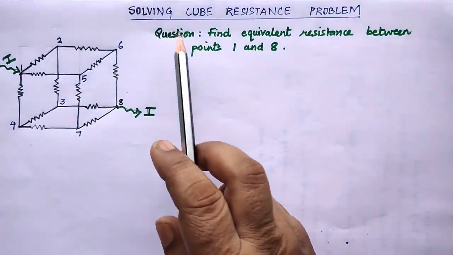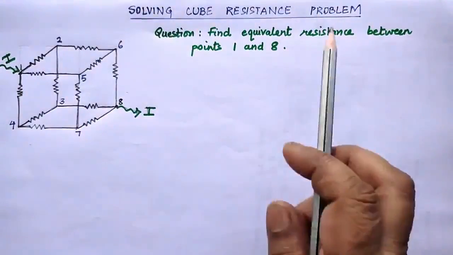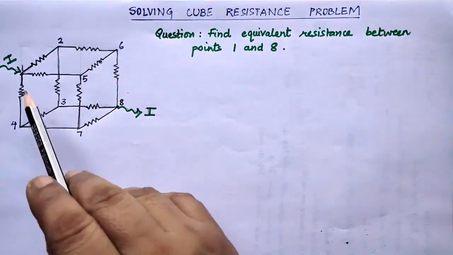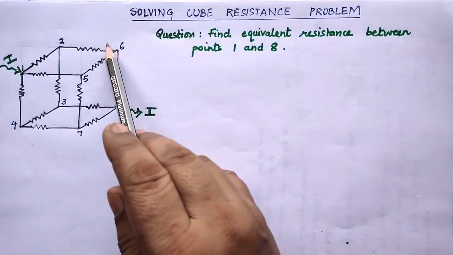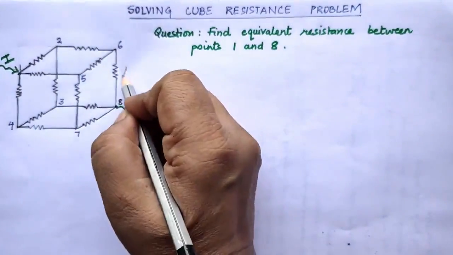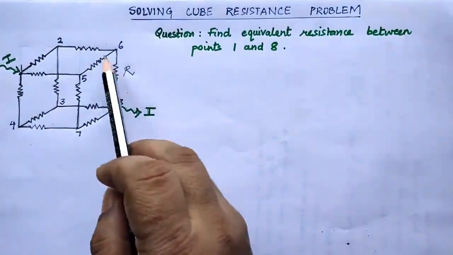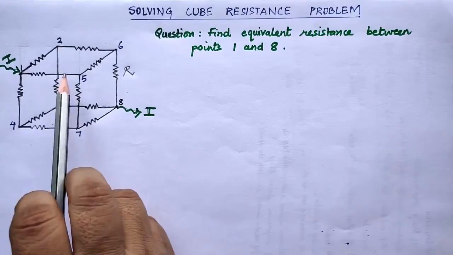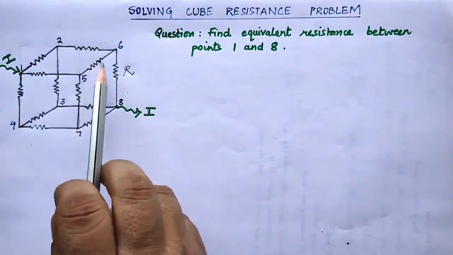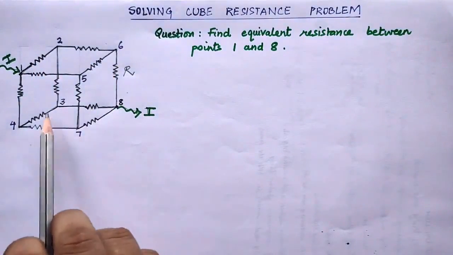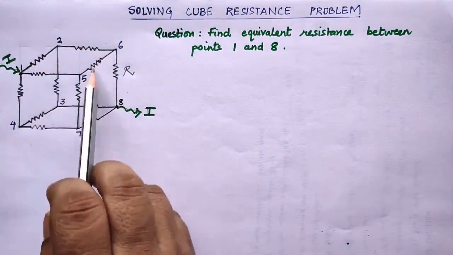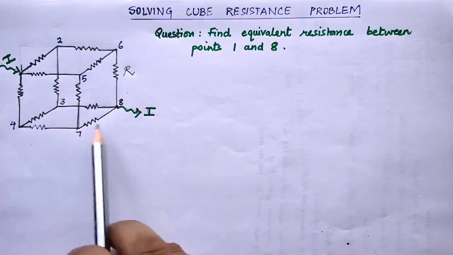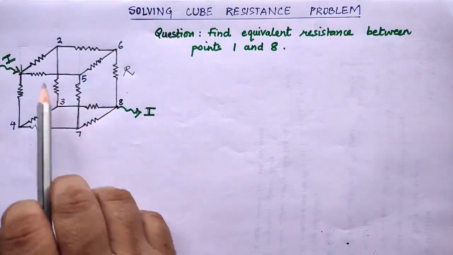Let us solve a cube resistance problem now. We have a cube having equal resistance. Let us say all the resistances are R. The question is, there is a cube having equal resistance in each edge: 1, 2, 3, 4, 5, 6, 7, 8, 9, 10, 11 and 12. So all the 12 edges have equal resistance.